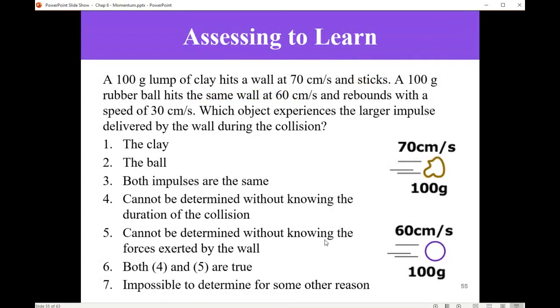A 100-gram lump of clay hits a wall at 70 centimeters per second and sticks. A 100-gram rubber ball hits the same wall at 60 centimeters per second and rebounds with a speed of 30 centimeters per second. Which object experiences the larger impulse delivered by the wall during the collision?